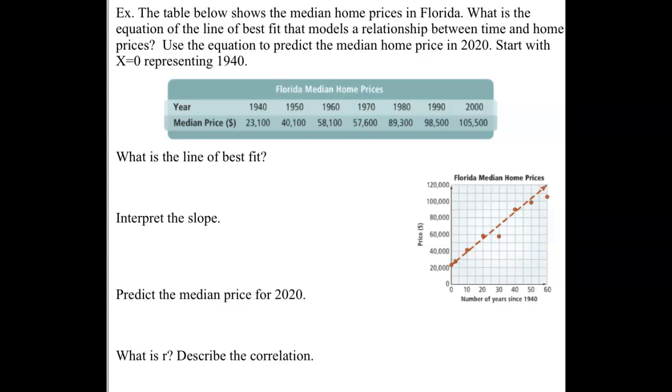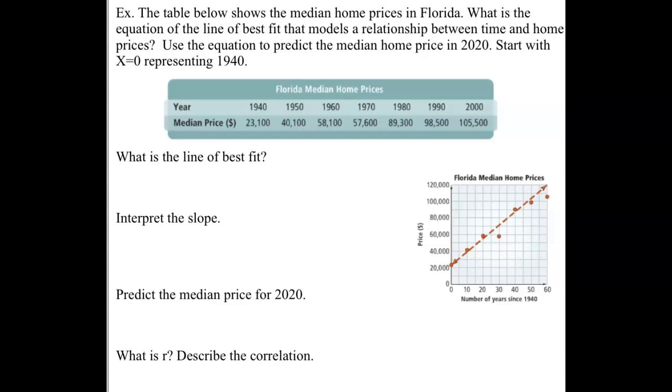All right, let's try another example. It says the table below shows the median home prices in Florida. What is the equation of a line of best fit that models a relationship between time and home prices? Use the equation to predict the median home price in 2020. Start with x equaling 0, representing the year 1940.